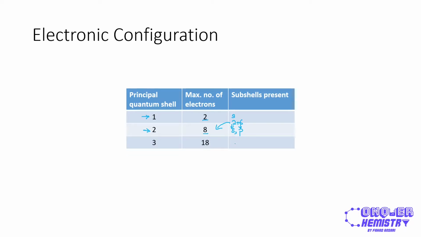And the third principal quantum shell, which is further away from the nucleus, and it has a higher energy level for the electrons, has 18 electrons that it can hold. So we have s, p, and d, all 3 subshells. So the s has 2 electrons, the p has 6, and the d subshell has 10. So 2 plus 6 plus 10, that gives us 18.